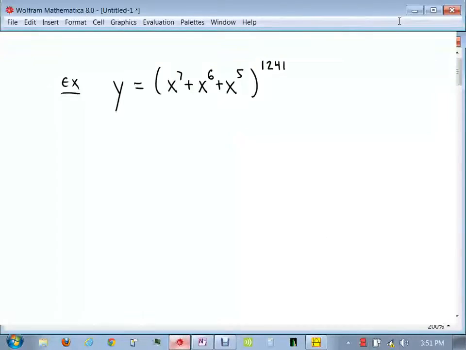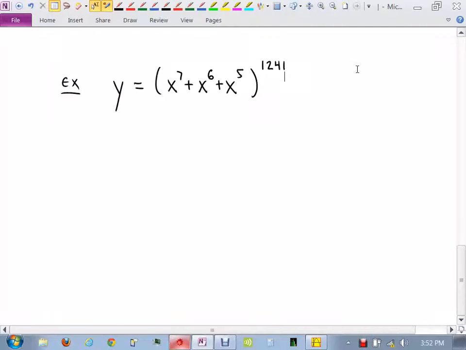But the power of the chain rule is that we can, instead of expanding this, look at this as something inside of something else. So what's the last thing happening here? The 1,241. So what is the derivative of something to the 1,241? 1,241 times that something to the 1,240th power, right? But what was in there? Okay, am I done? No, times now the derivative of what's inside. So what's the derivative of what's inside?